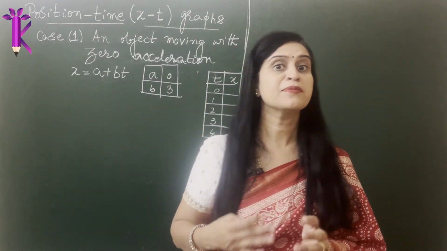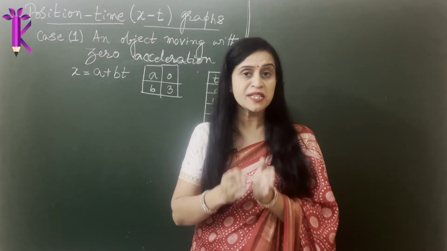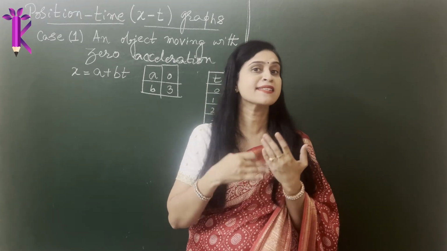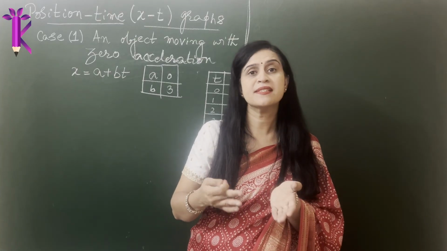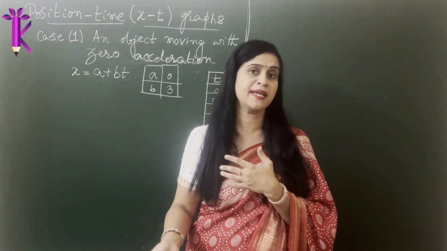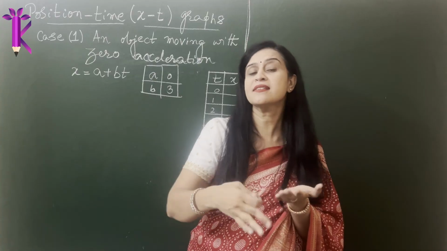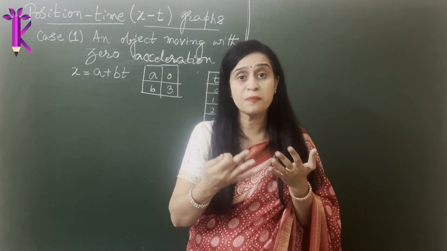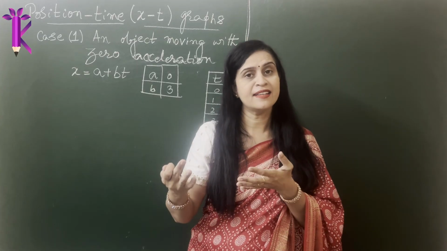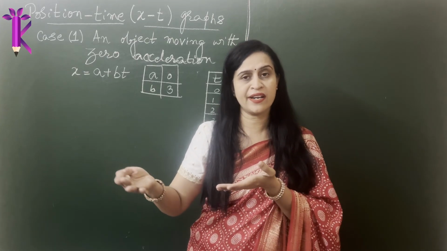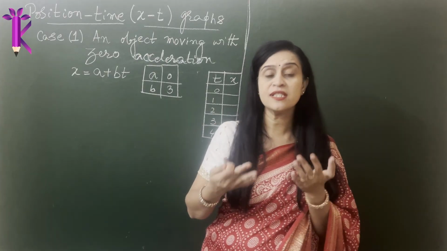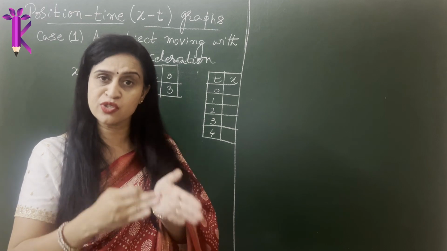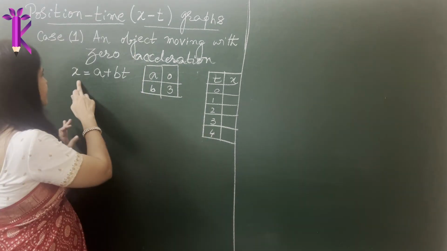Okay, now it's time to plot the position-time graph, x versus t, for zero acceleration. When I say zero acceleration, that means there is no change in speed. The speed is neither increasing nor decreasing; it's constant, it's moving with a constant speed, and we call such a case zero acceleration.